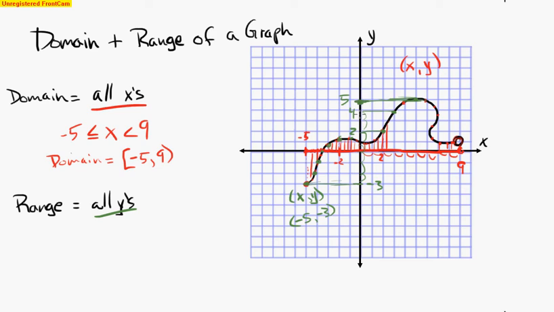So my range is going to go all the way from -3 up to 5. So all my y's are going to be in between a 5 and a -3. And this time I go up to both of them and I include them. So both of them is going to be -3 is less than or equal to y is less than or equal to 5. I can use the same notation as before. This time I use brackets for each one. Range equals bracket -3, comma 5, bracket. I hope that helps you out with the domain and range of a graph.